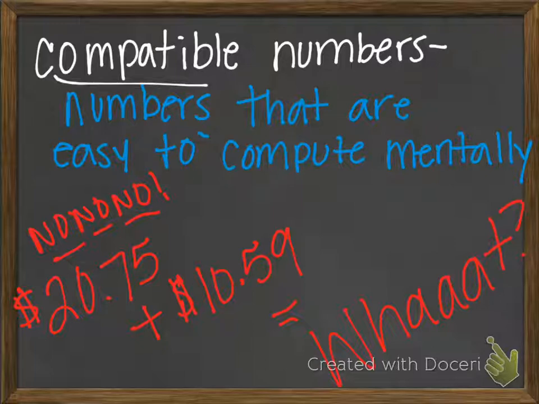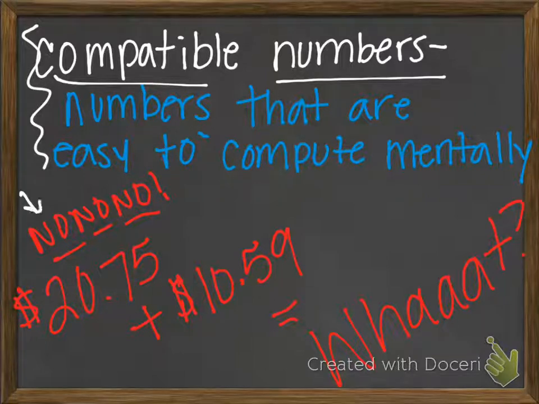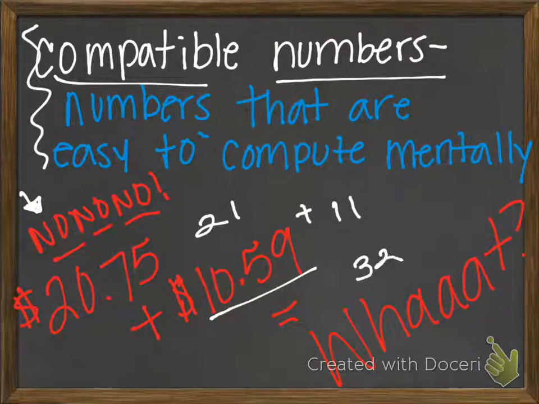The last vocabulary word is compatible numbers. And these are numbers that are easy to compute mentally. I do want you to write this part, but down here is what would be considered non-compatible numbers. If I bought something for $20.75 and then I bought something else for $10.59, that's kind of hard to compute in your head. So we would most likely round it: round this up to 21, round 10.59 up to 11, and then add them to get 32. We will be talking about that today, but with decimals.